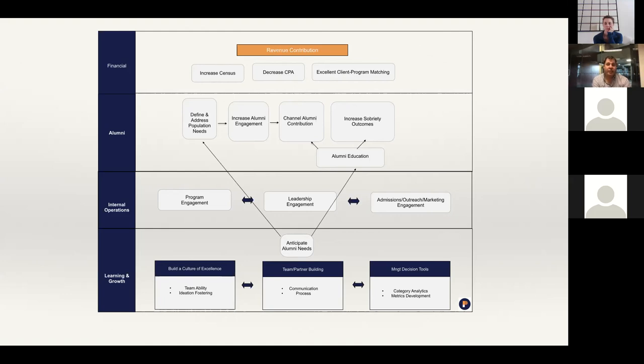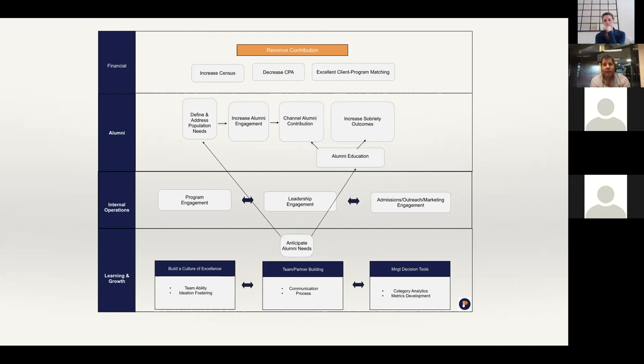Alumni education: how can we help them get the tools and information that are going to help them with their long-term recovery? And looking at increasing sobriety outcomes. If we're measuring this, and there are a number of ways to do it, then we'll know that if we change the way we're doing alumni education, how did that contribute to outcomes that might be a little bit different?